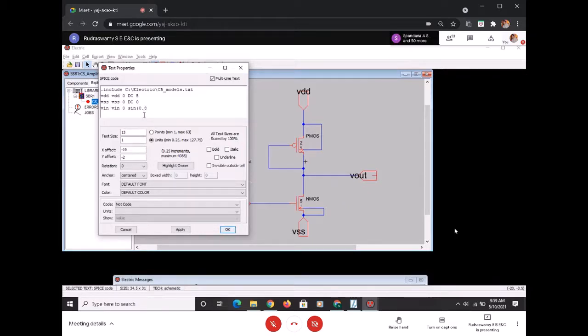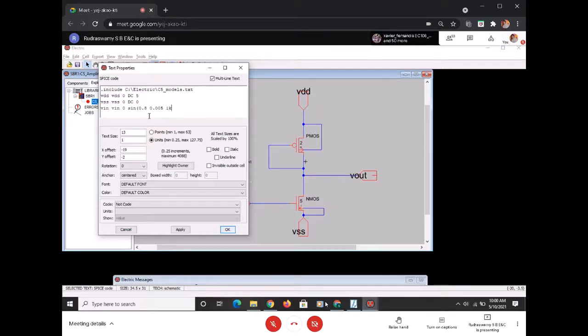Can anyone tell me what this 0.8 corresponds to? 0.8 volts, sorry. What does this 0.8 correspond to? This is the DC operating point. Ensure that this is the DC operating point of mine. Then the input is a sine. What is the peak? I am putting 0.005, that is one peak. It is not peak to peak, it is one peak. 0.005 volts is my input signal amplitude, the peak amplitude, not the peak to peak.